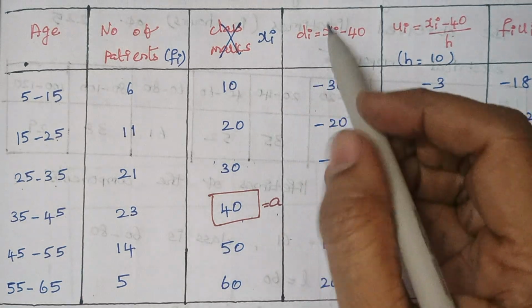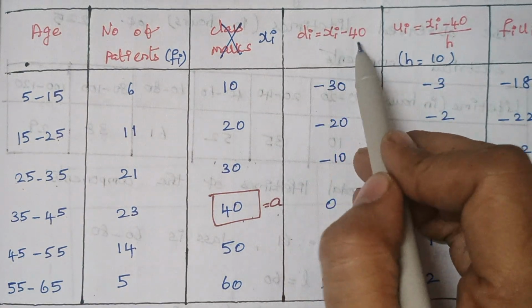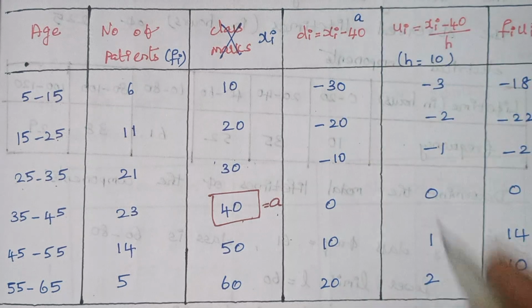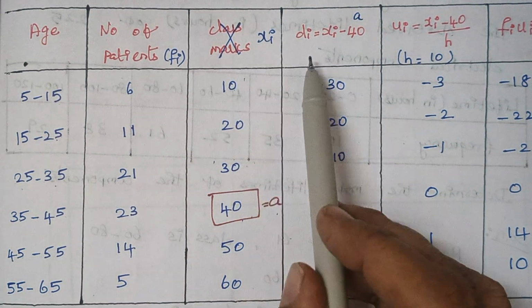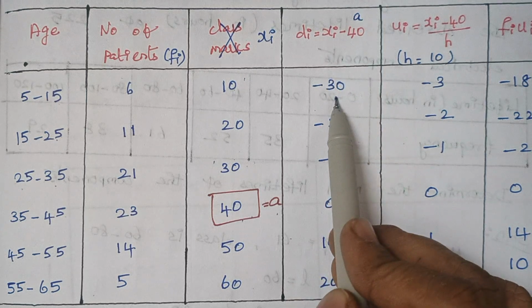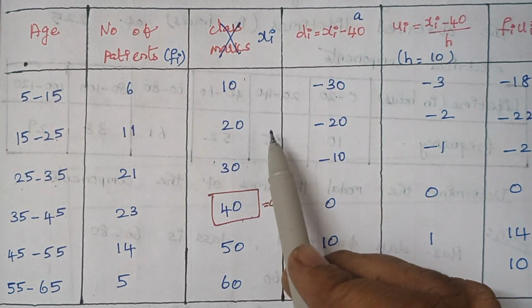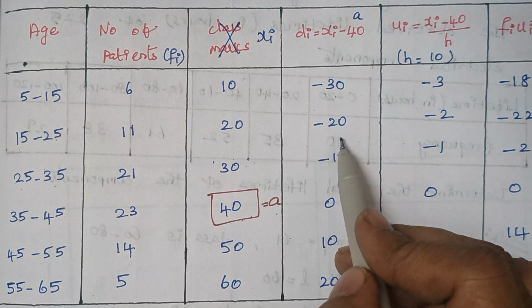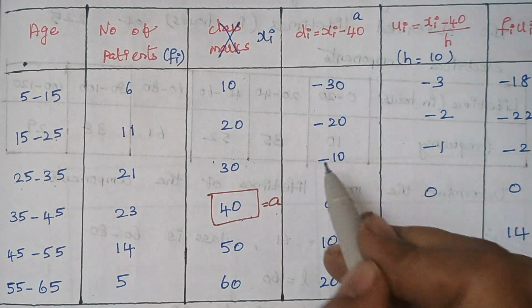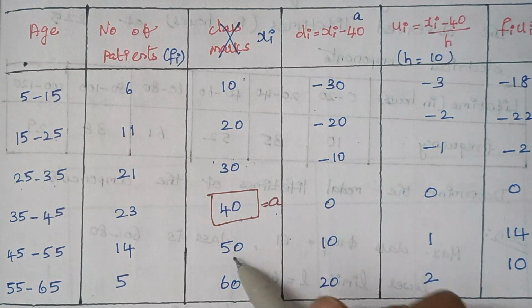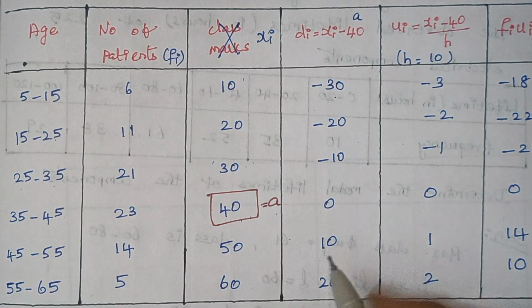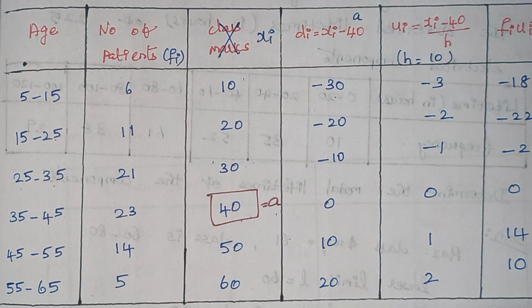So the next thing is di is equal to xi minus a. Here the value of a is 40, and these are all the values of xi. So 10 minus 40 gives you minus 30. Similarly, 20 minus 40 gives you minus 20, and 30 minus 40 gives you minus 10. 40 minus 40 is 0. And 50 minus 40 is plus 10, and 60 minus 40 is plus 20.